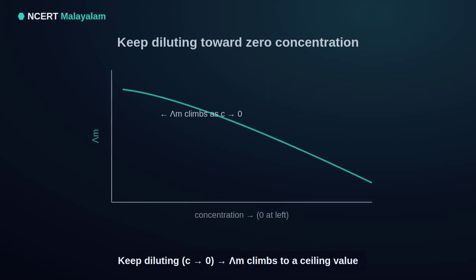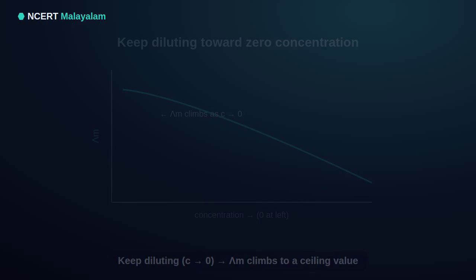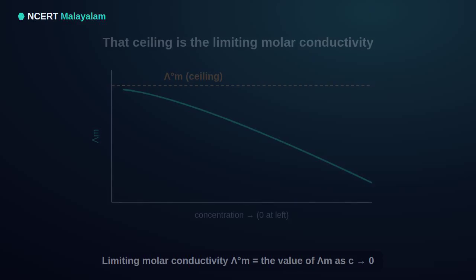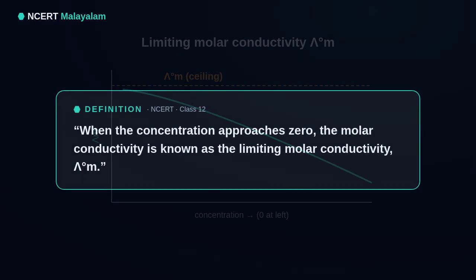Now keep adding water, until the concentration comes close to 0. Then the molar conductivity rises and rises to a largest value. This largest value, reached as the concentration approaches 0, is called the limiting molar conductivity. Its symbol is lambda 0. It is a fixed value for each electrolyte. When the concentration approaches 0, the molar conductivity is known as the limiting molar conductivity, lambda 0.